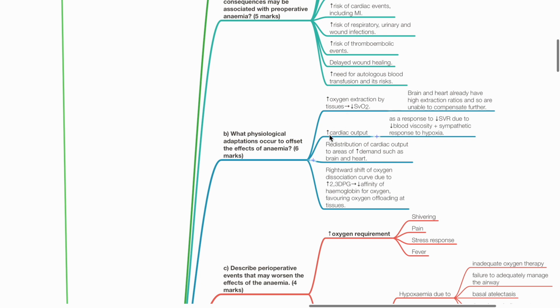The next compensation is increased cardiac output as a response to reduced SVR due to reduced blood viscosity and sympathetic response to hypoxia. Redistribution of cardiac output occurs to areas of high demand such as the brain and the heart. There is rightward shift of the oxygen hemoglobin dissociation curve due to increased 2,3-DPG. This reduces affinity of hemoglobin for oxygen, favoring oxygen offloading at tissues.